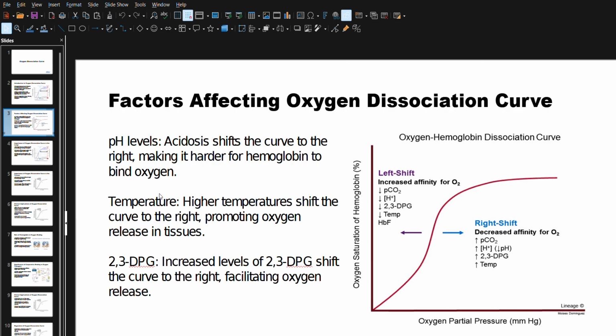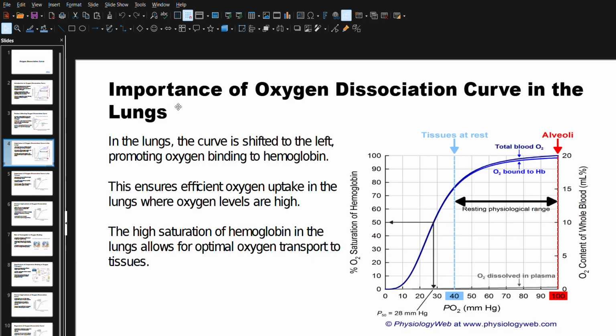in tissues. And also if you see here, the diagram shows increased affinity for oxygen and decreased affinity for oxygen. Okay, so here you can see this is a sigmoid curve, as I said, but this will shift to the right and left depending upon these factors. Okay, importance of the oxygen dissociation curve in the lungs.